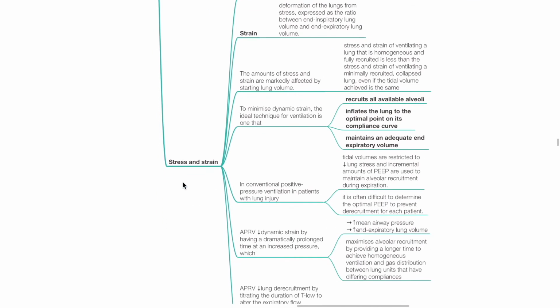To minimize dynamic strain, the ideal technique for ventilation is one that recruits all available alveoli, inflates the lung to the optimal point on its compliance curve, and maintains an adequate end-expiratory volume. In conventional positive pressure ventilation in patients with lung injury, tidal volumes are restricted to reduce lung stress and incremental amounts of PEEP are used to maintain alveolar recruitment during expiration. However, it is often difficult to determine the optimal PEEP to prevent de-recruitment for each patient.